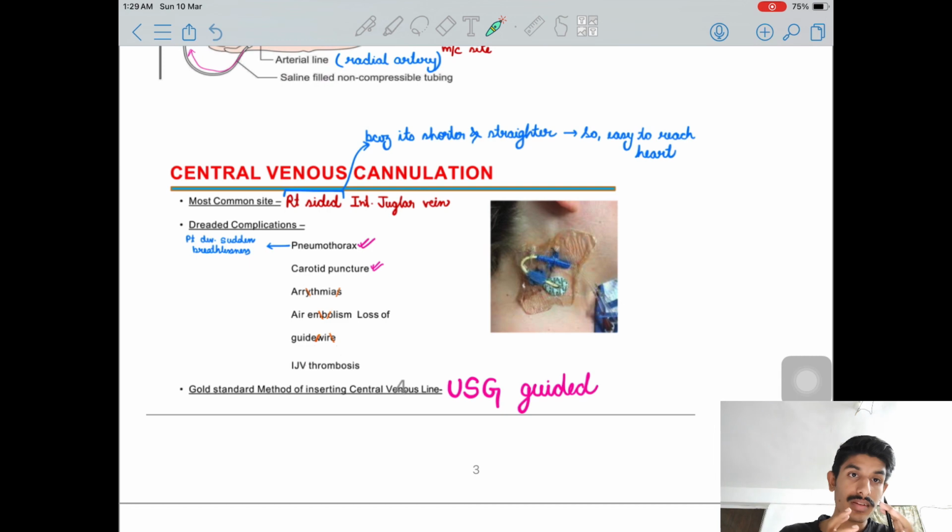So always there is a method: always use ultrasound guidance and then put the cannula. Okay.